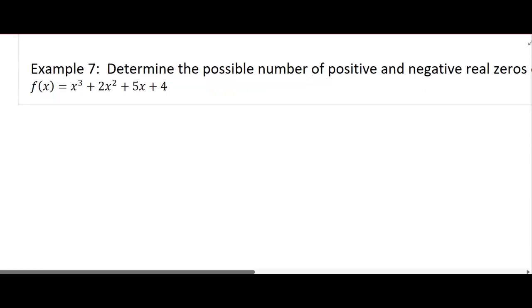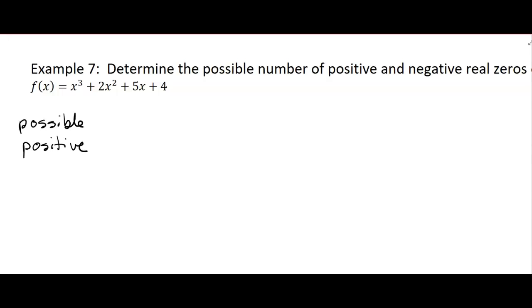Okay. So determine the possible number of positive and negative real zeros for, and then they give us a function. So we're looking at the sign changes here. So let me write possible positive. So we'll do that first. So count the sign changes. Positive to positive, no change. Positive to positive, no change. Positive to positive, no change. That means there are no positive real zeros. So you don't even have to try. Like if you had that long list of plus or minus 1, plus or minus 2, plus or minus 4, you don't even try any positive ones because none of them are going to work. There are no positive real zeros.